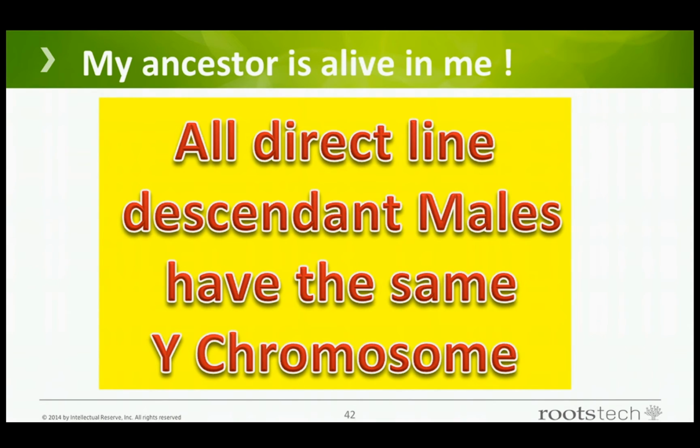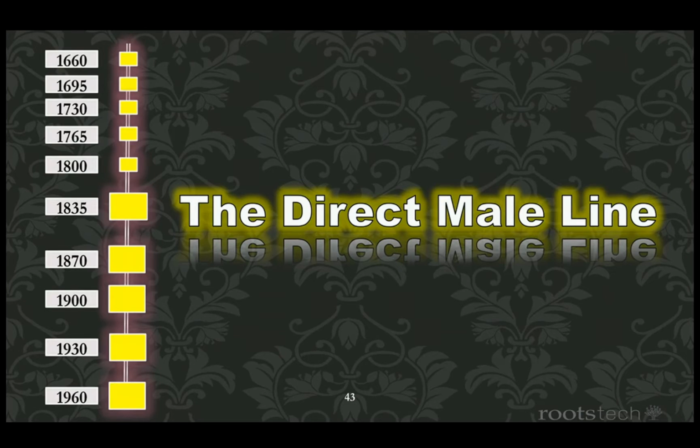Who gets the Y chromosome? All direct line descendant males have the same Y chromosome. So like back with Thomas Jefferson, if you go back to Thomas Jefferson's great-grandfather, all direct males coming down from him would have the same Y chromosome exactly, minus a few mistakes. So if we look at this chart, this is a genealogy chart, and it starts in 1660 with a male. And he had a son who had a son all the way down to 1960. So that's a direct line of males, right? So according to our rule, they all have the same Y chromosome.